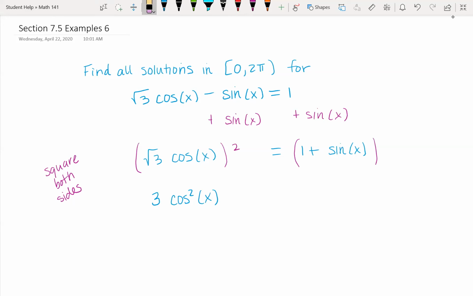But for the right-hand side, when I square this, I have to square the first term and square the last term. And then we multiply the two terms together and we double, right? So this is 2 times the sine of x. If you need to convince yourself, you're just going to write this out. You would write out 1 plus sine of x multiplied by 1 plus sine of x, right? And multiply the whole thing out.